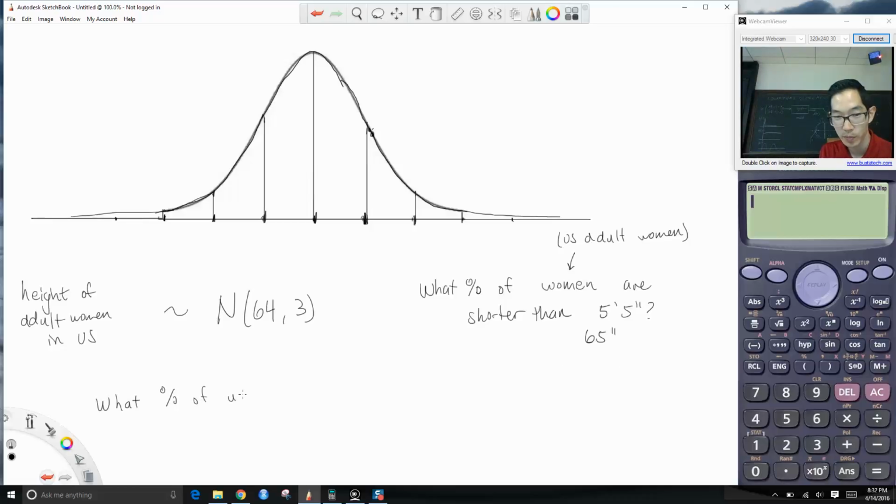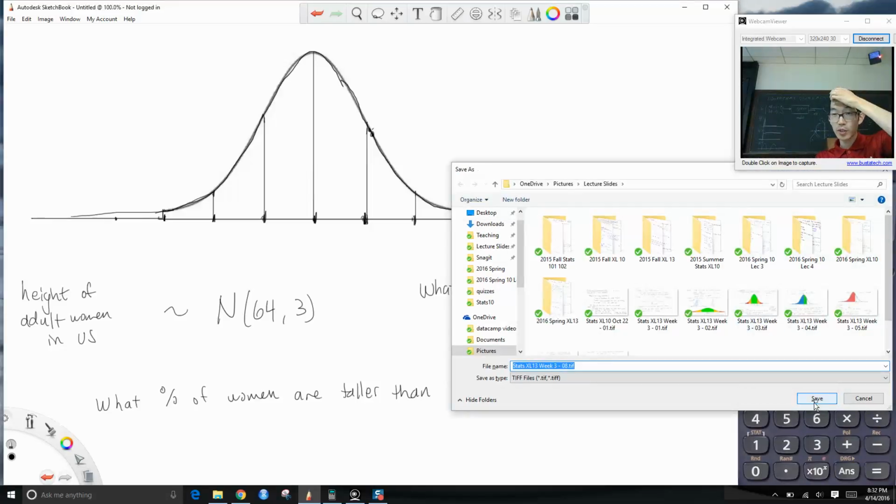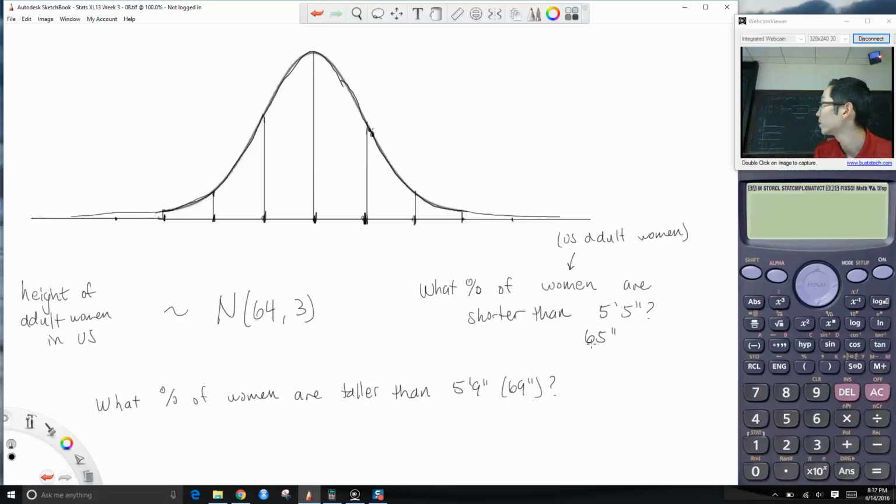And then I'll also ask, what percentage of women are taller than 5'9"? So that would be 69 inches. So for here your steps would be: step 1, find the z-score. And then step 2 would be look up the z-score and find the appropriate area, either the area to the left or the area to the right.